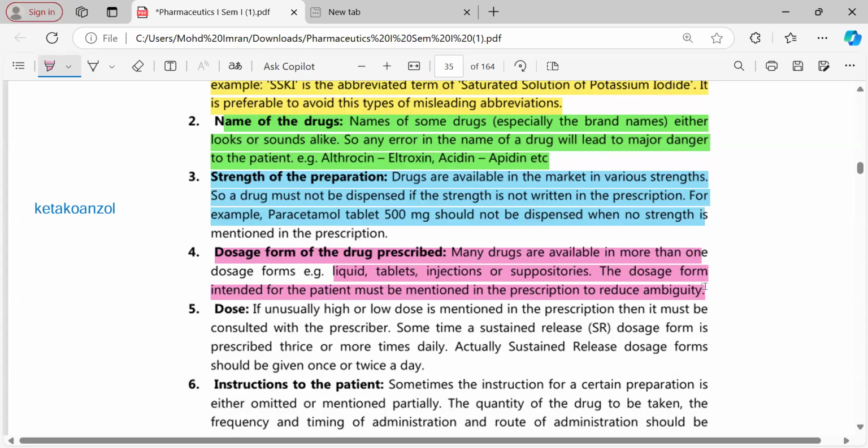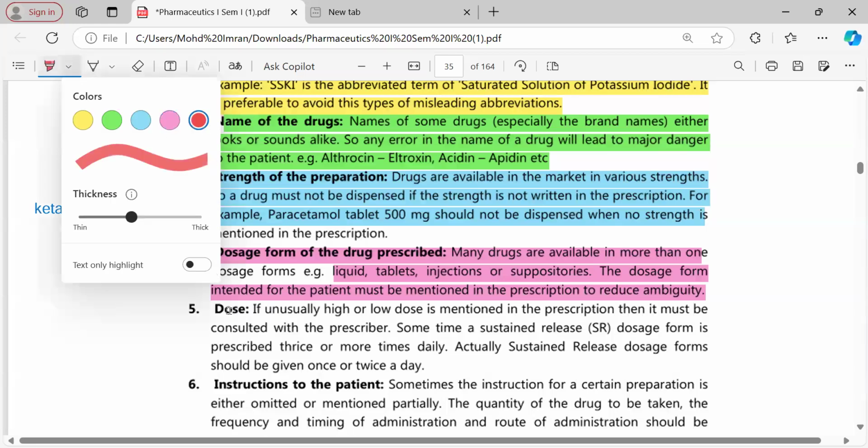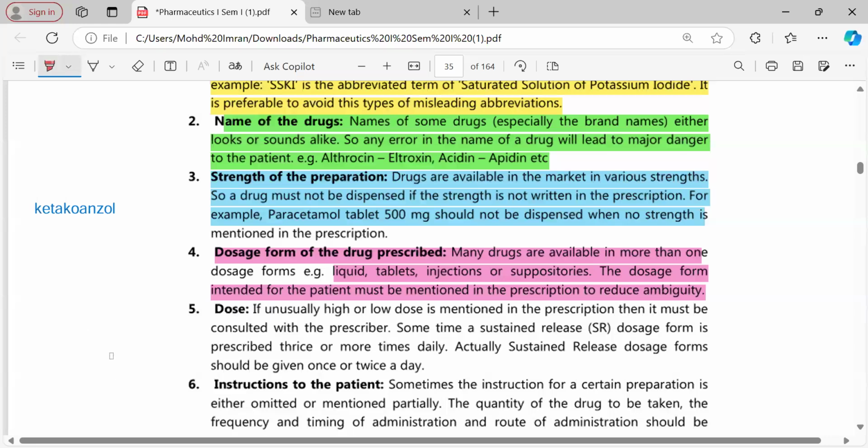It shouldn't be missed. Please check the prescriptions you have at home, whether all these parts are mentioned or not. If they're not mentioned, then the doctor is not good, I always say.